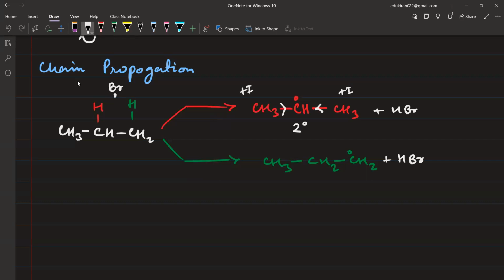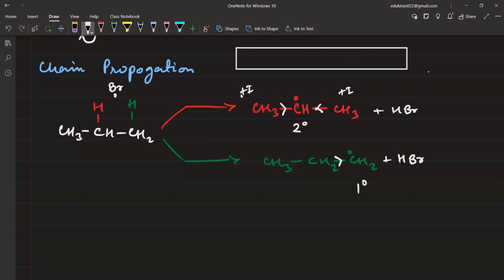And what about this green one? Tell me. Primary, secondary, or tertiary? As you can see, it has only 1 alkyl group, which is giving it electron density. That is why it is going to be 1 degree. And please write here like this. Here a bracket is missing. In free radicals, 3 degree is more stable, then 2 degree, and then 1 degree.